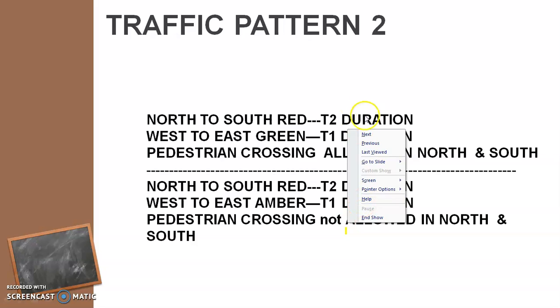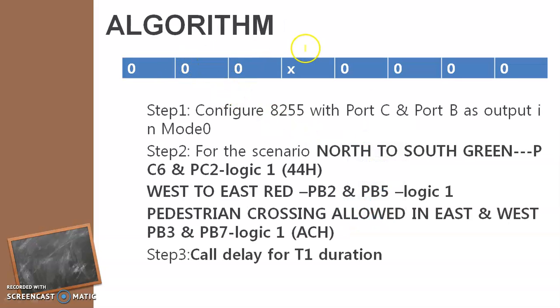Next, I have given the algorithm for how this could be executed with the help of your processor. First, we have to frame the control word, because I am using 8255 to connect all the LEDs. So 8255 is to be configured. Port C and port B are used as output and in simple IO mode. We don't need a mode like handshaking mode. We are just going to make the LEDs on and off. So with the simple IO mode, we are going to configure.